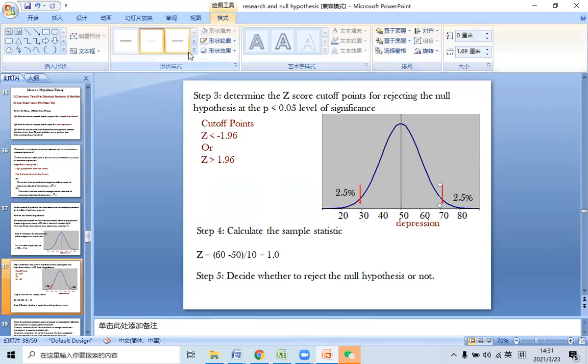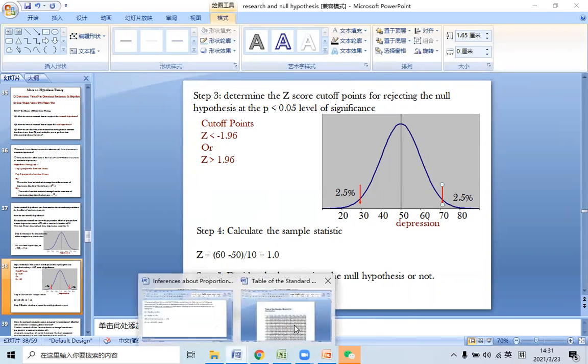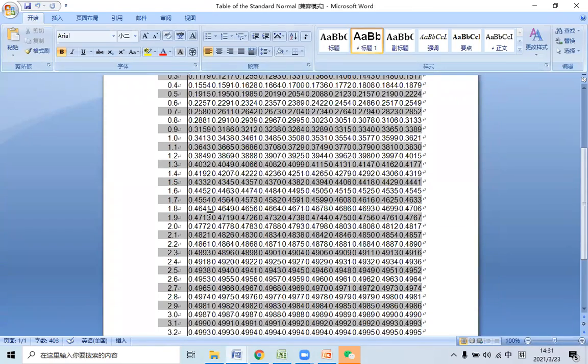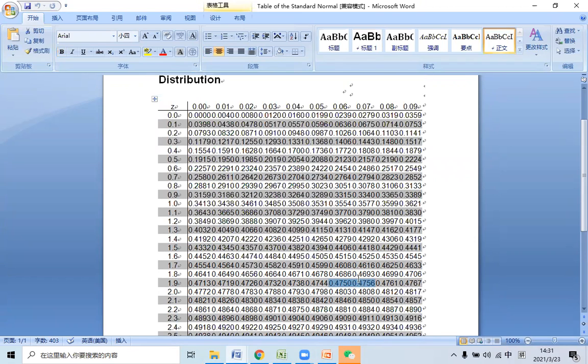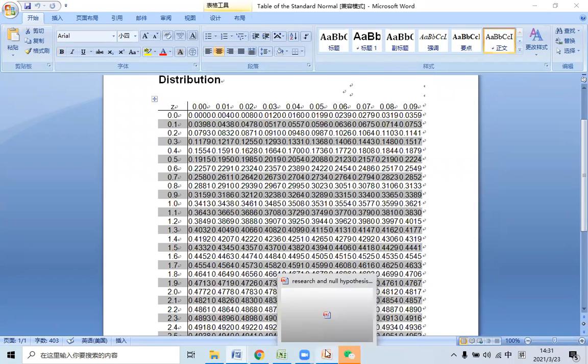Let me highlight this one. 2.5, 2.5 here. 47.5. 47.5. 47.5. 47 is around here. 47 point, yeah, here, 47.5. 1.96. That's the z-score.